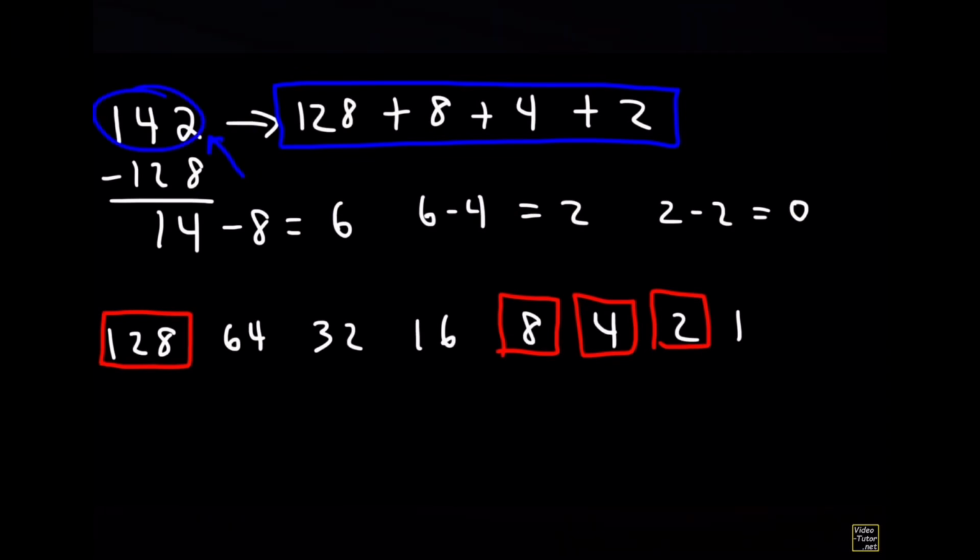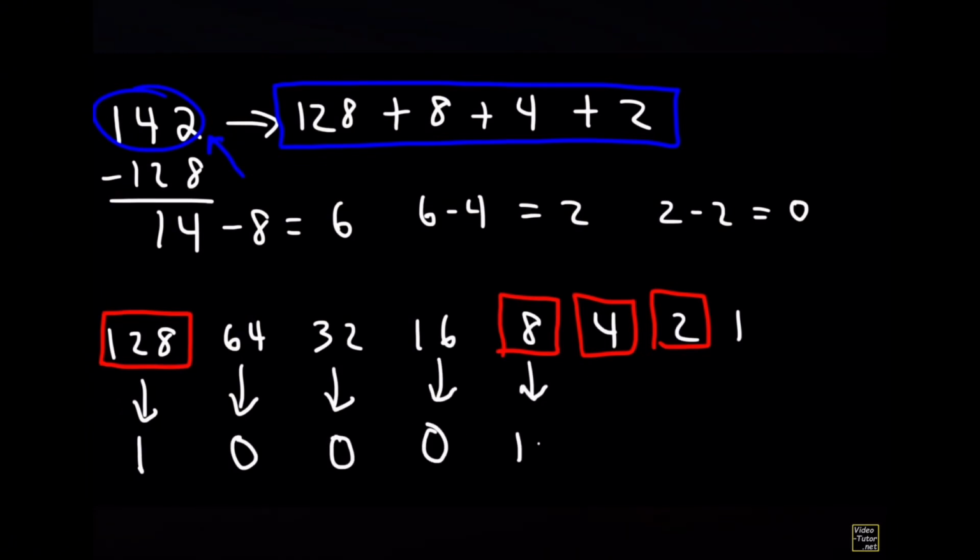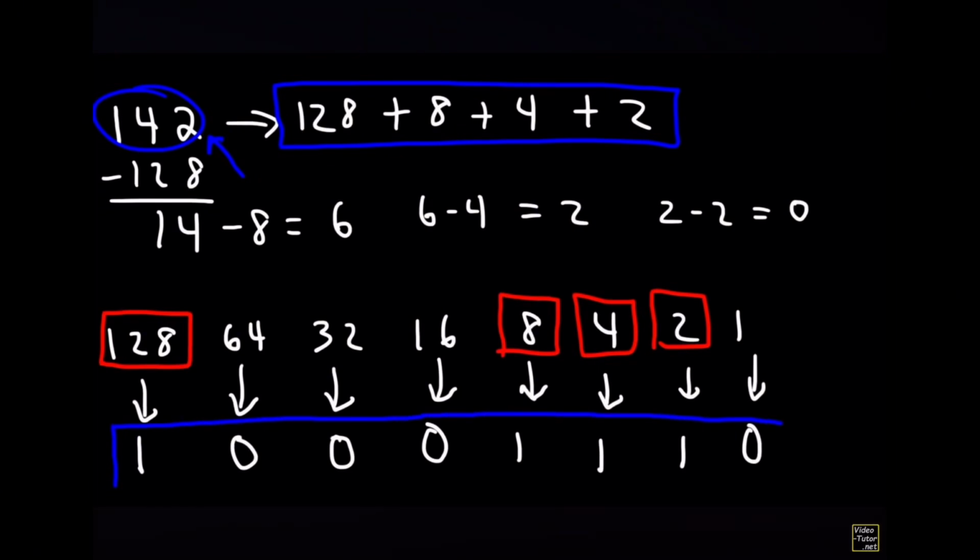And then, you can convert it into a binary number. So, 128 is going to be 1. Then 64, since we have no 64, then definitely 0. Since we don't have 32 and 16, it's going to be 0. Then we have 8 and 4 and 2, so we're going to put 1 there. We have no 1, so it's going to be 0. So, the binary number of 142 is 10001110.